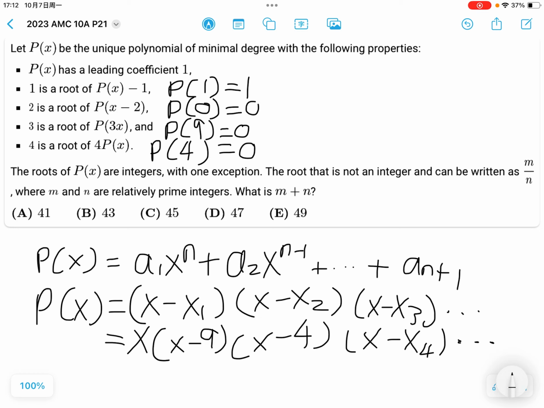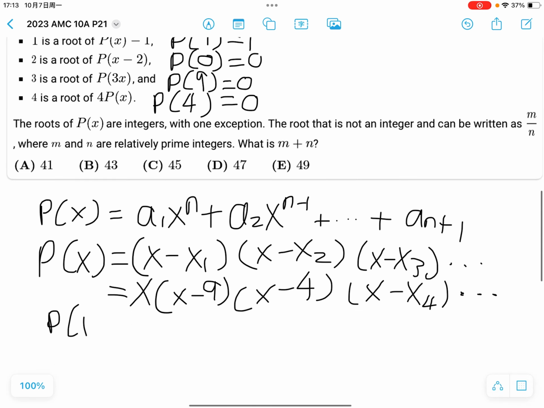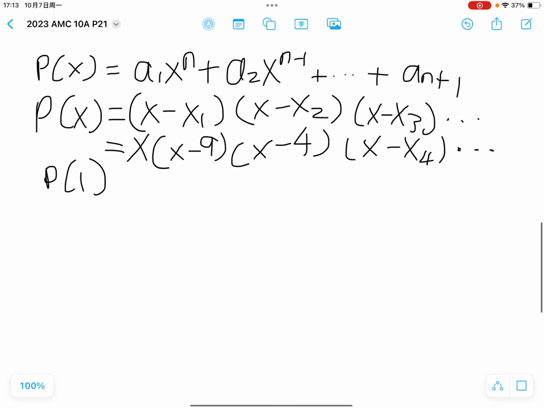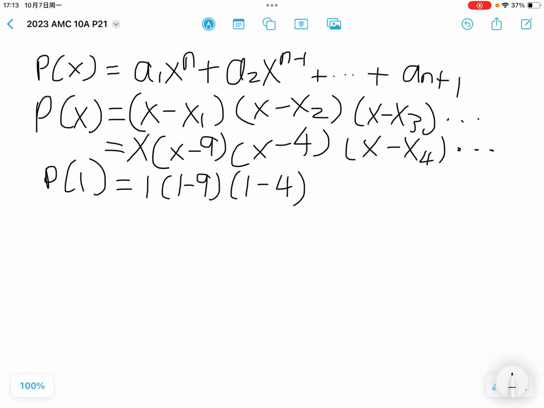It says that the roots of P of x are integers, with one exception, the root that is not an integer and can be written as m over n. So it's like a fraction. How do we figure out m over n? Well, we haven't used this clue yet. When you're stuck or don't know how to proceed, look at the clues you haven't used. Clearly we haven't used the fact that P of 1 equals 1. We just plug x equals 1 in and see if our equation equals 1 with these 3 terms. So this is 1 times 1 minus 9 times 1 minus 4. We'll ignore the other terms for now.